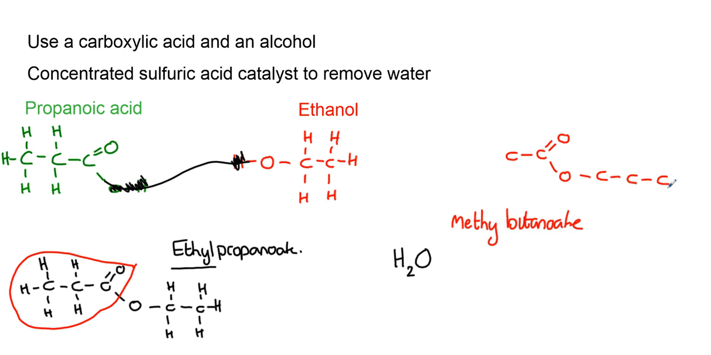So hopefully that's cleared up a little bit about esters, alcohols, carboxylic acids. The main thing to note, make sure you know your carboxylic acids, make sure you know your alcohols, make sure you know how to make an ester, that you use a carboxylic acid and an alcohol. You use concentrated sulfuric acid catalyst to remove water, and know how to make the ester, draw the ester, and ultimately how to name it.